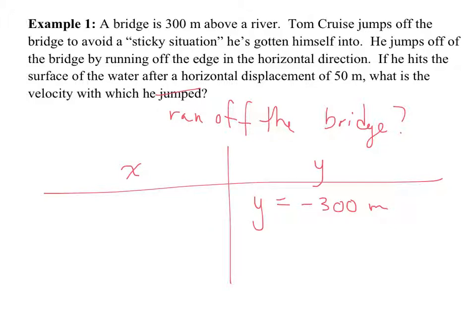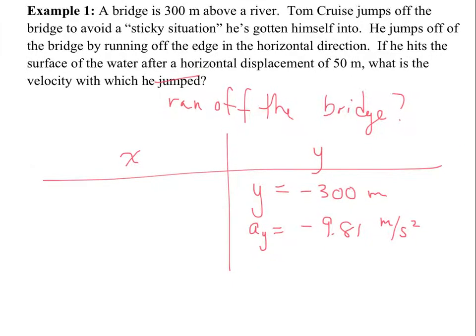And what else do I have? We know the acceleration. What is it? Negative 9.81. I'm going to put a_y for acceleration in the y direction, and very good, Victoria. Negative 9.81 meters per second squared. Good. I know something else. What else? There's another number in the problem. Figure out what it means. x is 50. Yep. His horizontal displacement is 50 meters.